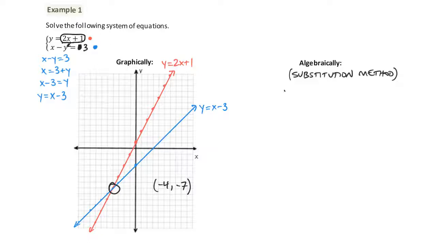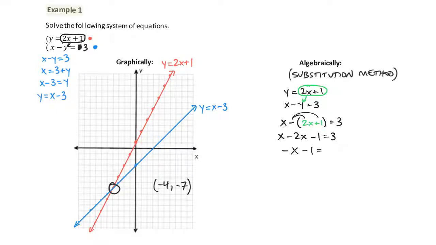Let me rewrite my system over here. I'm going to take this 2x plus 1, because that is equal to y, and plug it in for y. Here's what I get. I get x minus, and then I have to use parentheses, 2x plus 1, that equals 3. Here's that substitution. Now let me solve this like normal. I need to distribute the minus sign. I get x minus 2x minus 1 equals 3. Combine like terms. I've got negative x minus 1 equals 3.